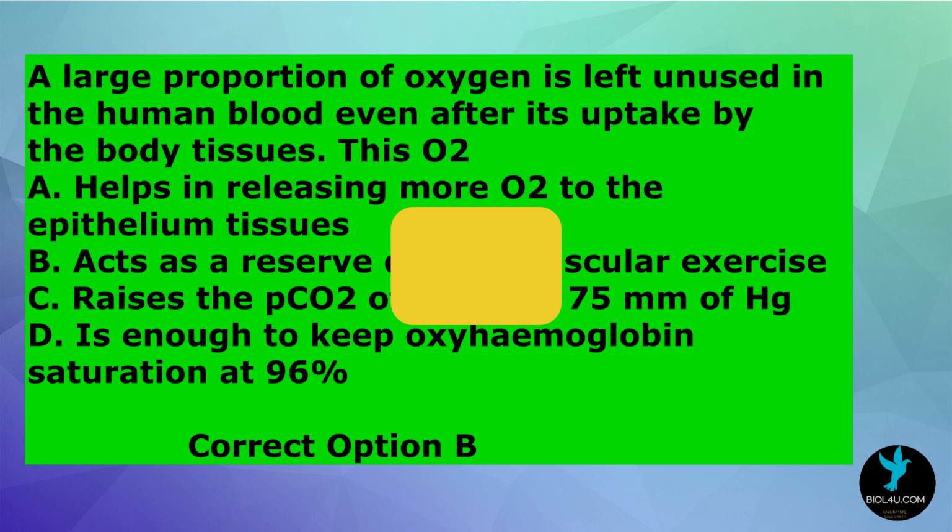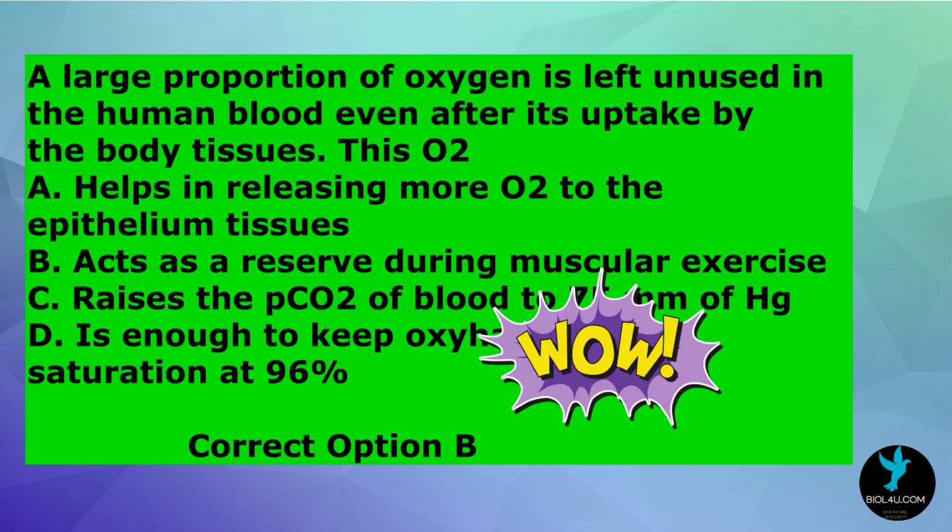Question number 6. A large proportion of oxygen is left unused in the human blood even after its uptake by the body tissues. This oxygen: Option A. helps in releasing more oxygen to the epithelium tissues. Option B. acts as a reserve during muscular exercise. Option C. raises the partial pressure of oxygen of blood to 75 mm of mercury. Option D. is enough to keep oxyhemoglobin saturation at 96%. The correct option is B. Acts as a reserve during muscular exercise.